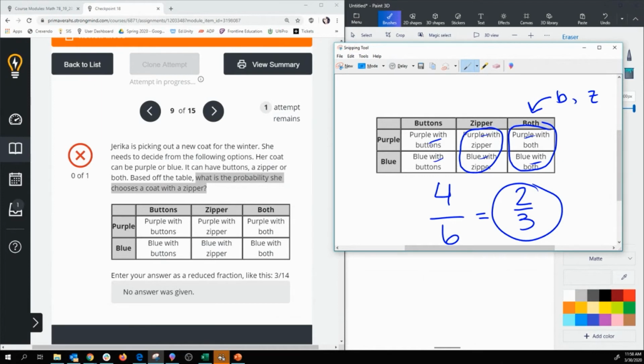So for these ones, make sure that you're taking your time to read these carefully, and think about what both means. If you're wondering what is both, think about what the problem is talking about.